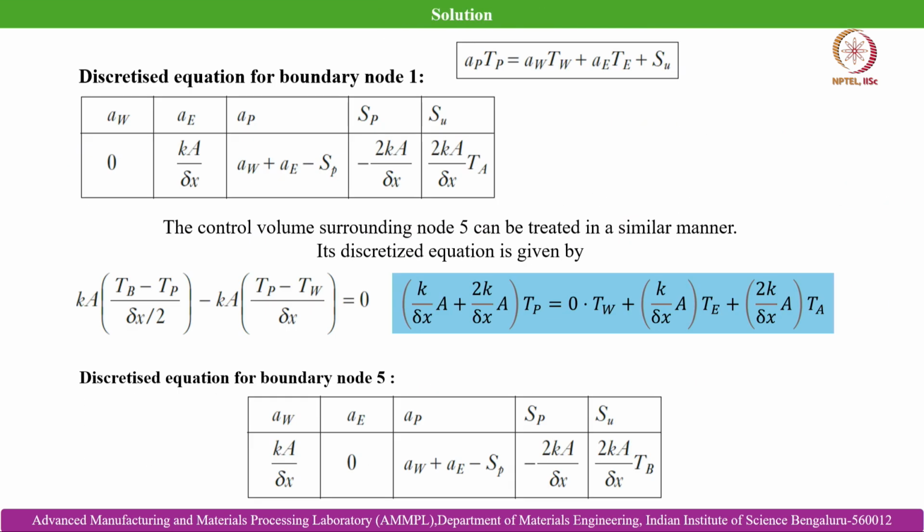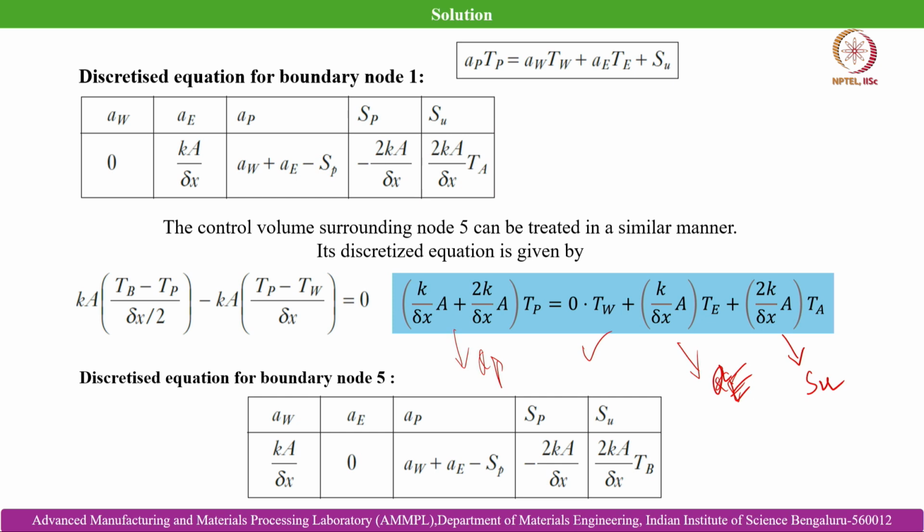By doing the same treatment over here, we can identify this expression. Again we have to equate the value of AW as 0, so that we can estimate it, and this is corresponding to the AP, this is corresponding to AE, and this is corresponding to SU. So if you put these values in this table, at boundary node 5 we are getting the value of AW as 0.